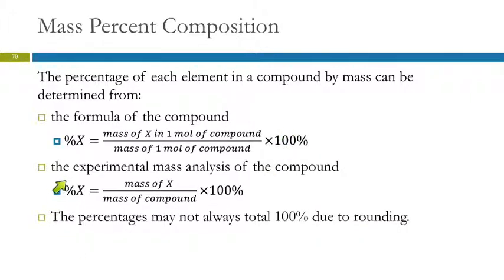For the experimental mass analysis, you're actually taking a sample and weighing it, and then you're destroying it and figuring out the mass of one of the components. So you have 2 pieces of data, and you just take the mass of the element and divide by the mass of the compound that you started with, times 100. Now, if you add the percent of each element together, it should add up to 100%, right? Because of rounding and experimental error, it doesn't always come out to exactly 100%. And we need to be okay with that.